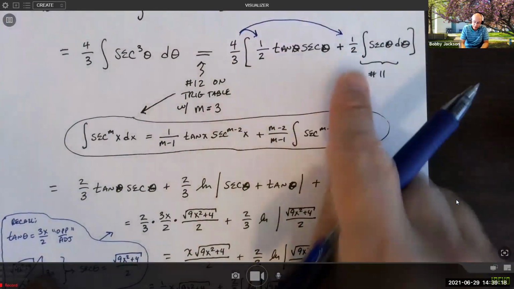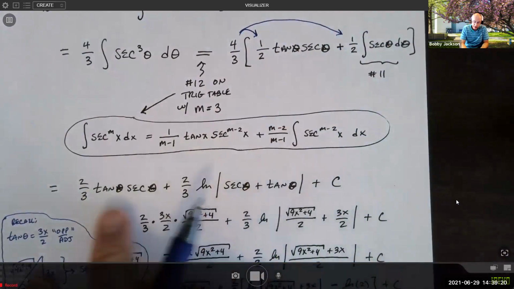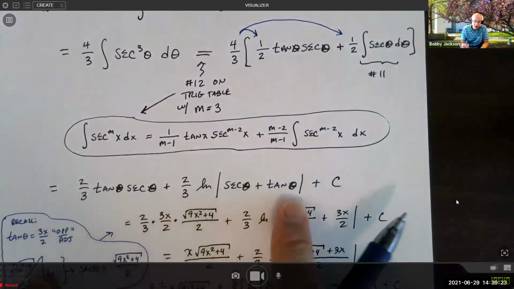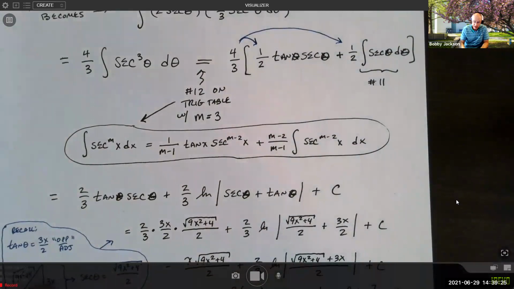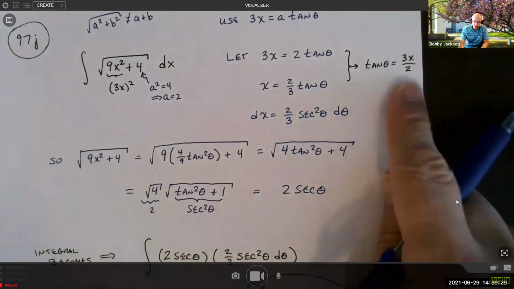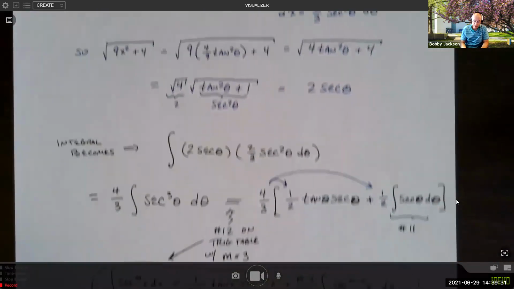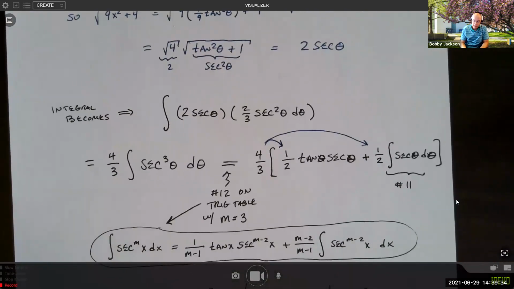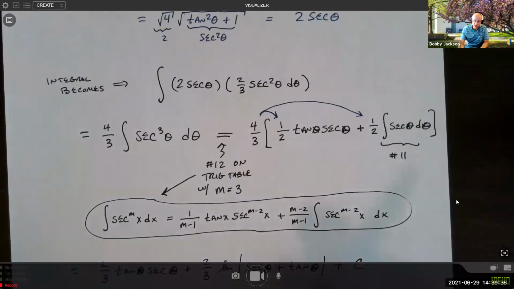So 4/3 times 1/2 gives me the 2/3 here. So here's my answer in terms of theta. I need to go back to the original variable x, and that's where I'm going to use the fact that tangent theta is 3x divided by 2. So I know what tangent theta is. I actually know what secant theta is.